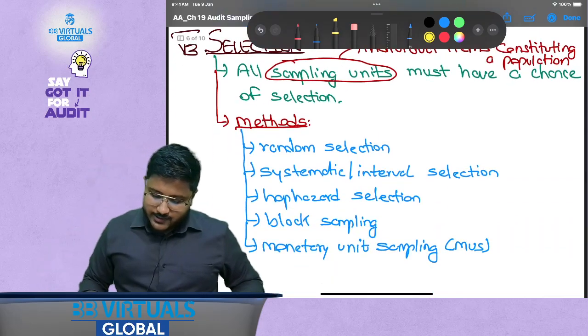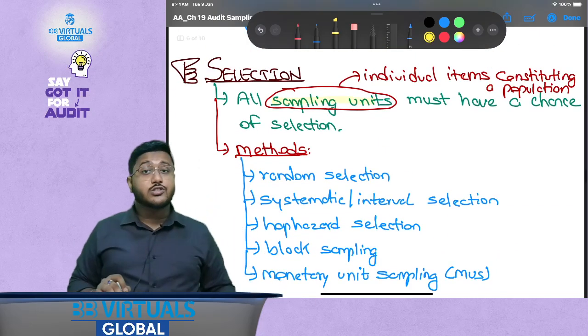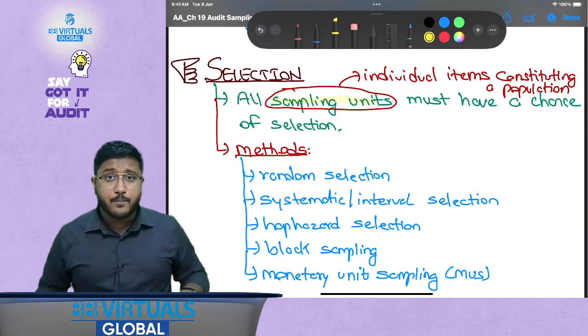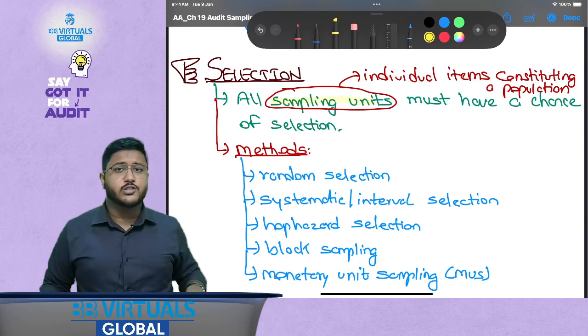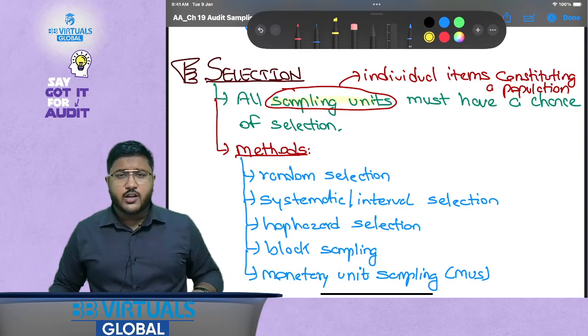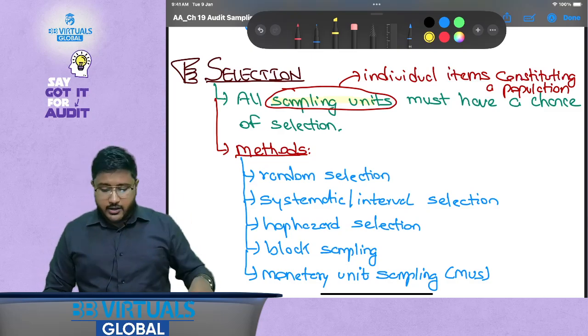Now let's talk about the selection. So all sampling units must have a chance of selection, that is, there should not be any sampling unit, as in one item of the population. Every sampling unit should have a chance of selection. There should not be any unit which does not have any chance of selection.